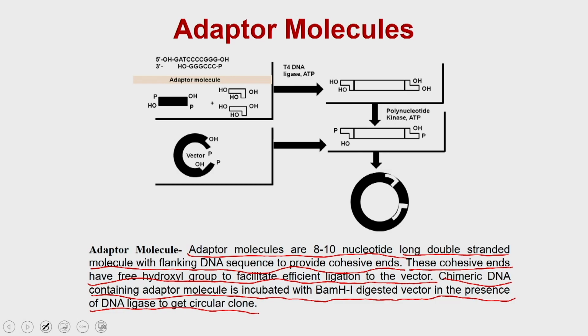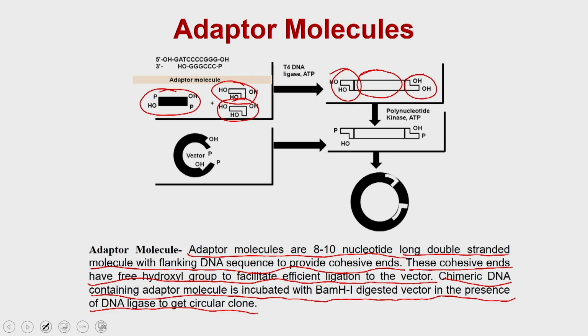So, the adapter molecule is actually a molecule of 8 to 10 nucleotide long double stranded DNA with the cohesive ends or sticky ends already generated. So, what you do is take these adapter molecules and put them into ligation reactions. These molecules will go and bind onto your foreign DNA, and that is what is given here. This is your foreign DNA. On one side an adapter molecule is formed, on the other side another adapter molecule is formed, and that is actually the BamH1 adapter site.